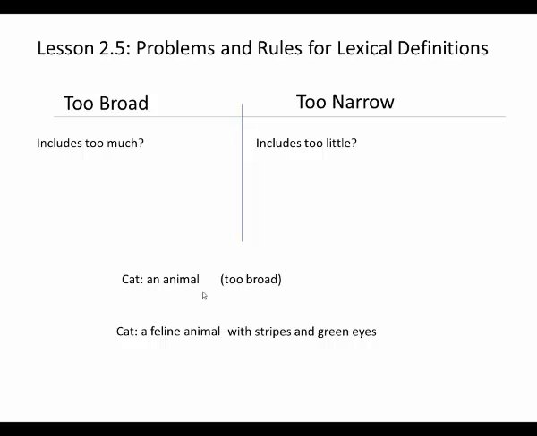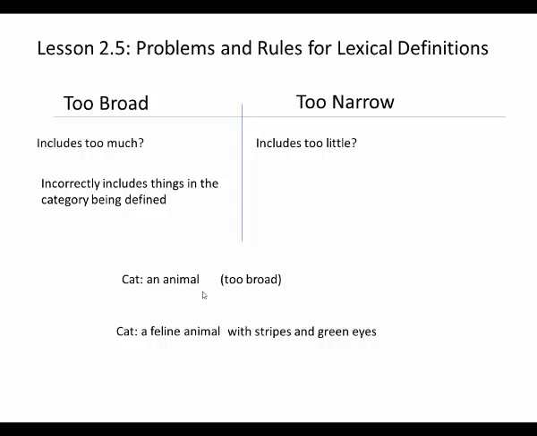And really the problem with the definition isn't so much that it includes too much, as if there's just too many animals to call cats. We don't want there to be that many cats. The problem isn't how many there are. The problem is that it incorrectly includes some things as cats, because elephants and dogs and horses are animals, and so they're being shoved into the category of cats, which is wrong.